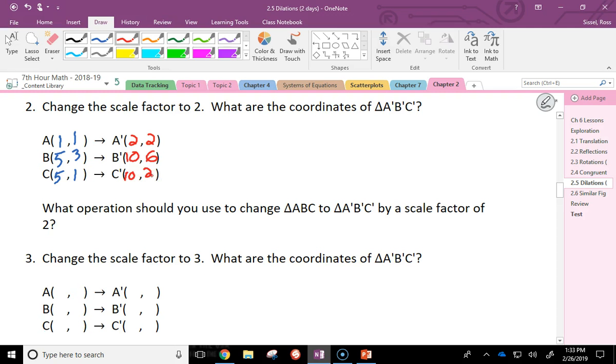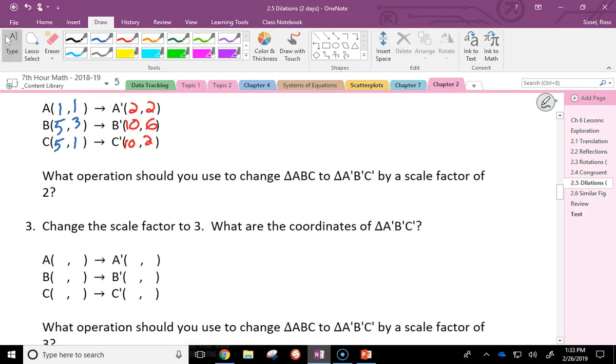Okay, what operation should you use to change triangle ABC to the image of ABC by a scale factor of 2? Our scale was 2. Tyler? Good. We are going to multiply by 2.